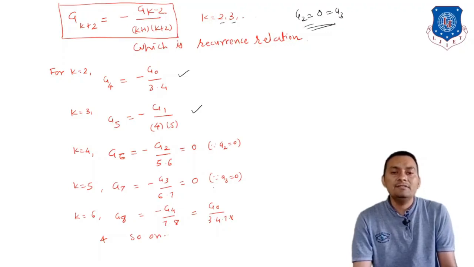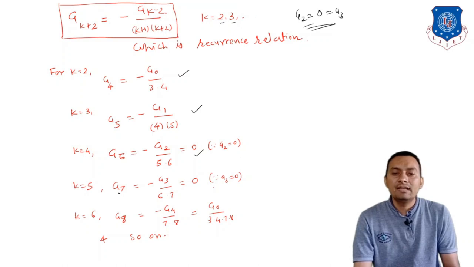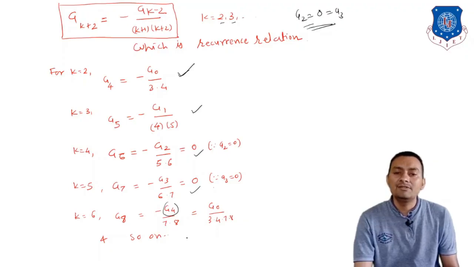But a2 itself is 0, so this is going to be 0. k equal to 5, so we get a7. Also a3 is 0, so the answer is 0. k equal to 6, so we get a8, and our answer is minus a4 divided by 7 times 8. But a4 is nothing but this one, so just replace it here: minus minus plus a0 divided by 3 times 4 times 7 times 8, and so on.